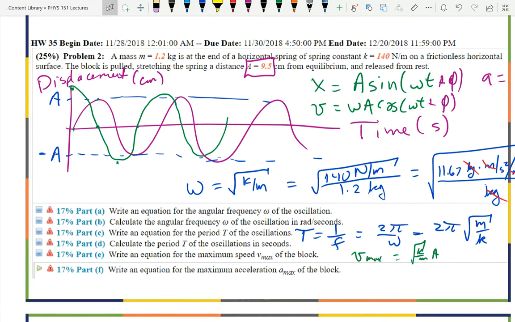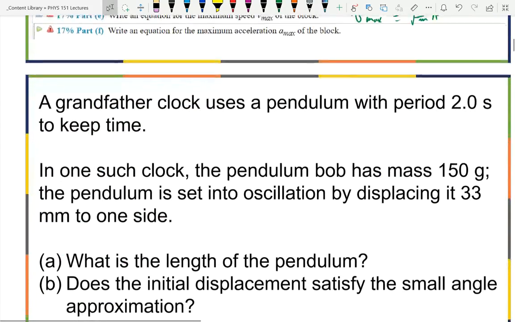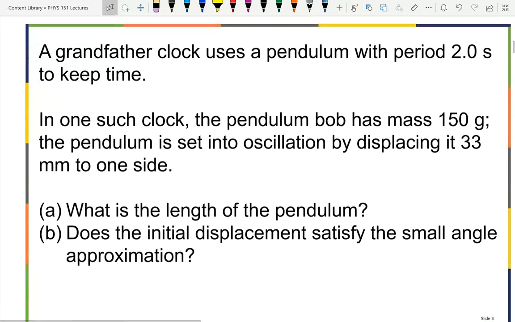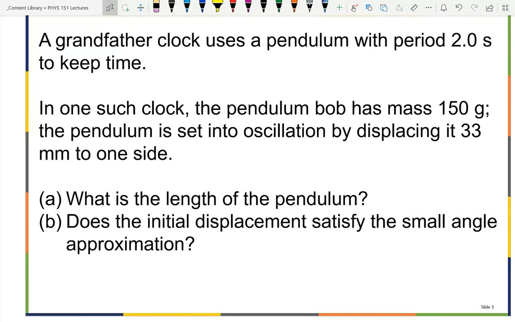All right, that was a fun problem, right? Super fun. Yeah, I like doing physics problems. It gives me joy in life.